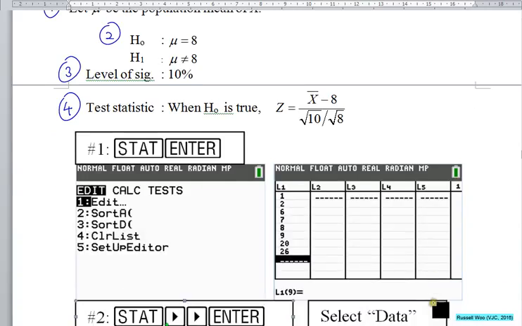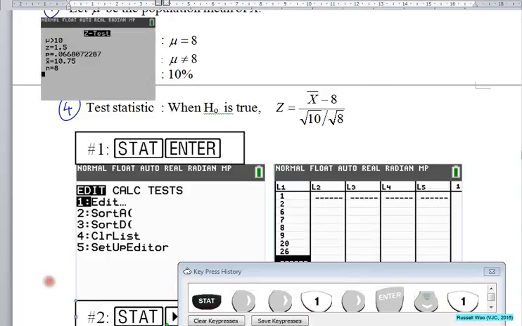So, what we will do, the keystrokes are all there, I don't want to elaborate. What you can do is you create an L1. I'm not going to tell you how to do it, okay? That means you enter all the values 1, 2, 6, 7, 8, 9, 20, 26 here. Doing the same steps now, you enter it as L1.